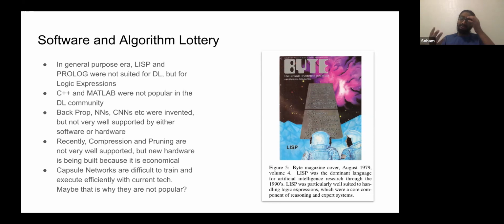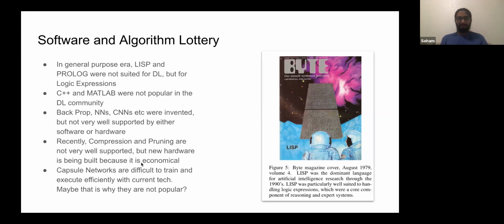We just did not have the technology to execute them fast enough to actually see the performance improvements given by neural networks. Even though other languages like C++ and MATLAB were there, they were really not that popular in the deep learning community. So that's also another reason.